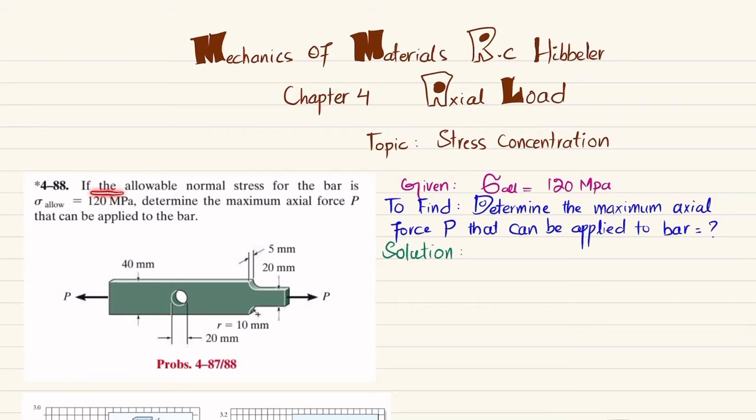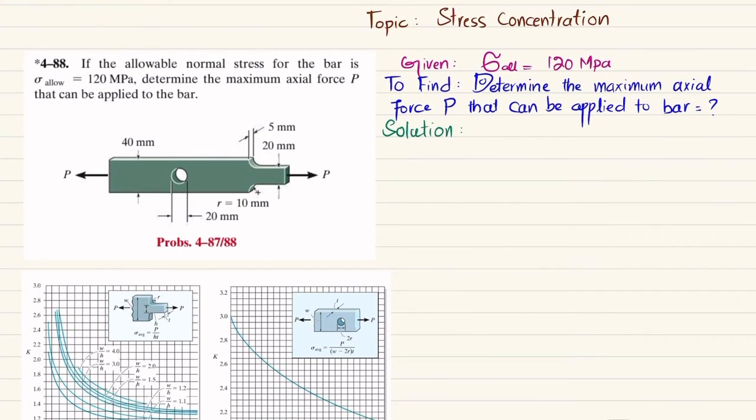So the statement is: if the allowable normal stress for the bar is 120 megapascal, determine the maximum axial force P that can be applied. You can see this is the bar that is subjected to axial load P, and the allowable stress for that bar is 120 megapascal. So you have to determine this P load. Now you can see from this figure we have a fillet as well as a hole in this bar. So what we are going to do is find the P for the fillet as well as for the hole. So let's start with the solution.